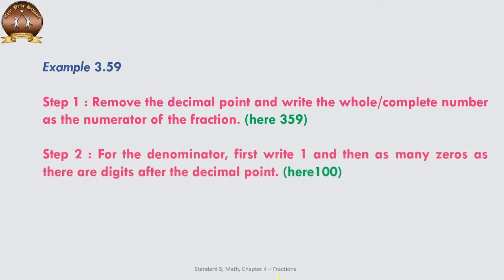Step 2. For the denominator, first write 1 and then as many zeros as there are digits after the decimal point. There are 2 digits after the decimal point, that is 5 and 9. So we write 100 here, that is 1 followed by 2 zeros. So the answer becomes 359 upon 100. That is, the decimal number is converted into a fraction.